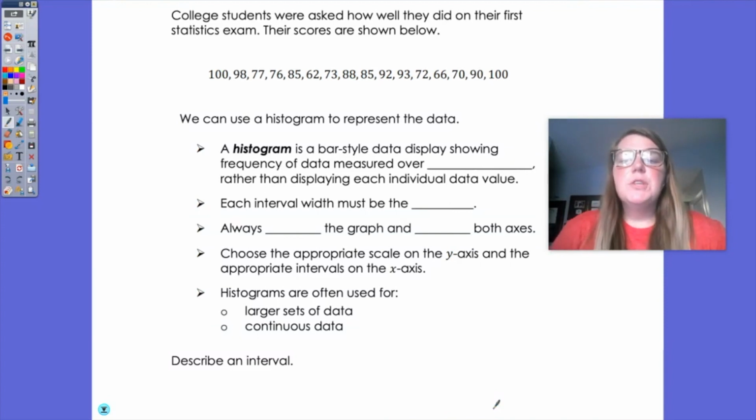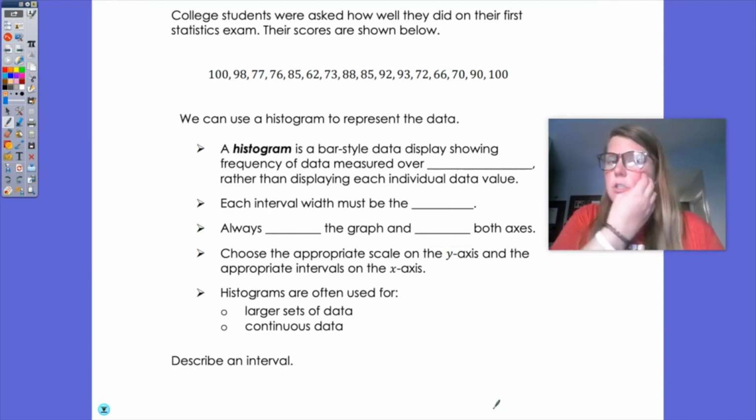Hey guys, so now we want to look at a different way to organize data besides dot plots. The next type of plot we're going to look at is a histogram. A histogram looks very similar to a bar model, but it's a little bit different, and it shows frequency instead of individual data points. College students were asked how well they did on their first statistics exam, and here are their scores.